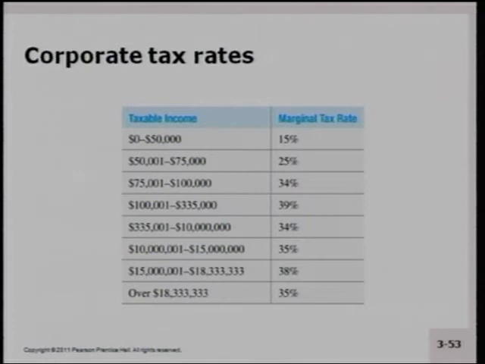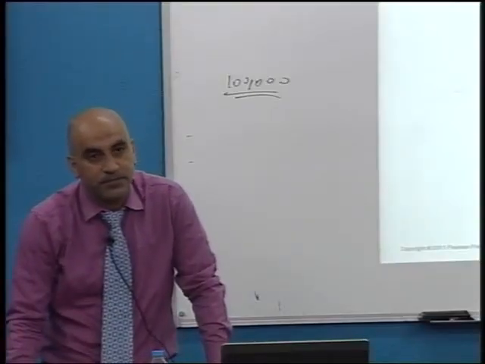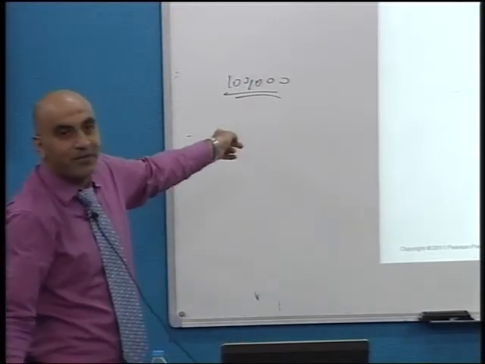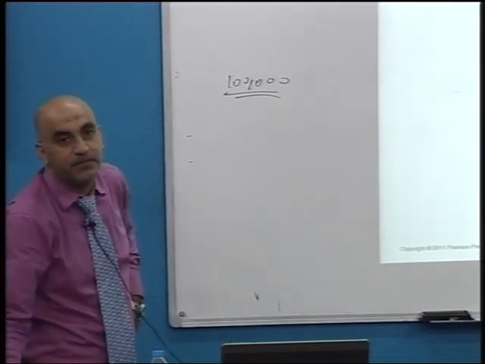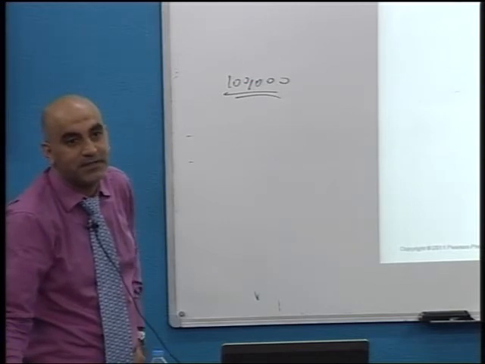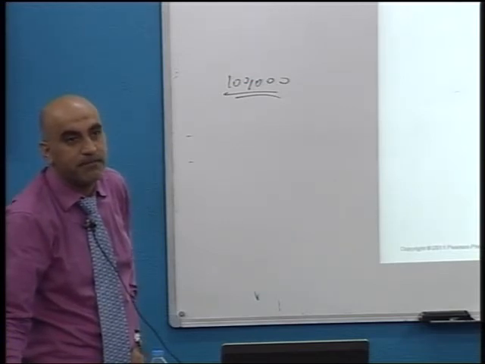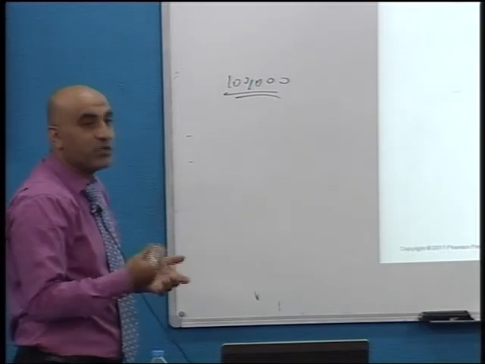Let's take another example. If I have 100,000, the taxable income is 100,000. Irene, if we have 100,000, what is the tax? What can we do then?